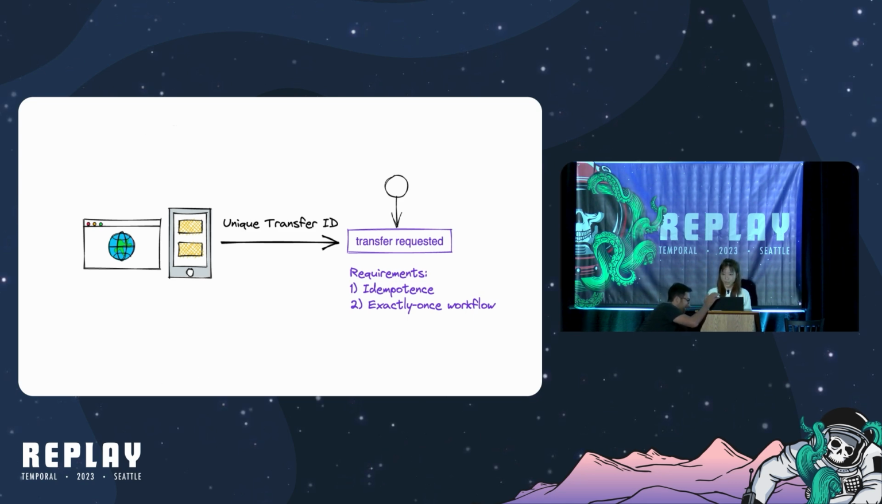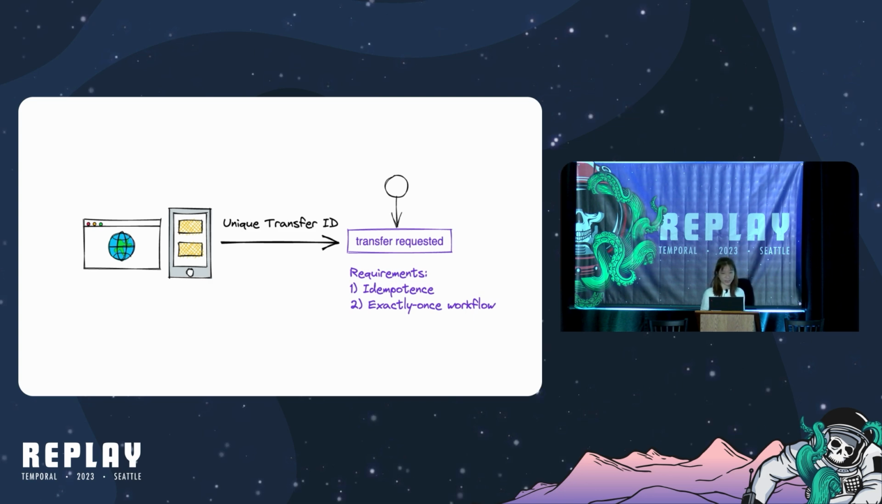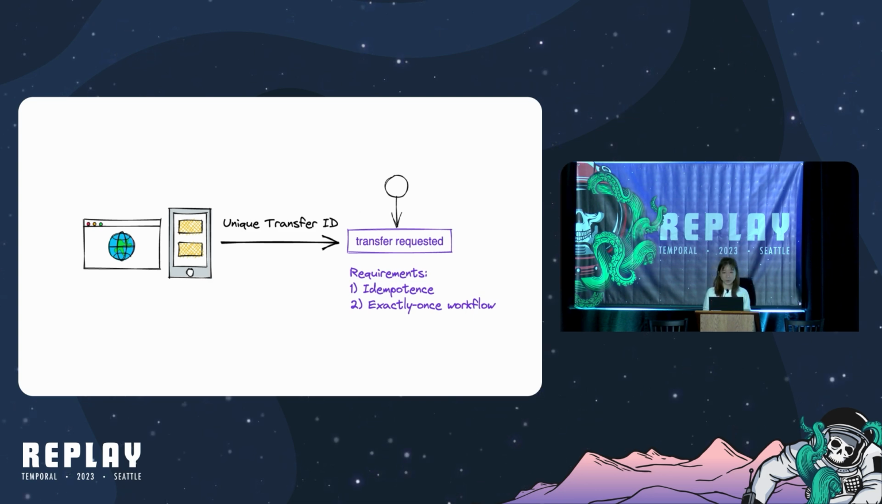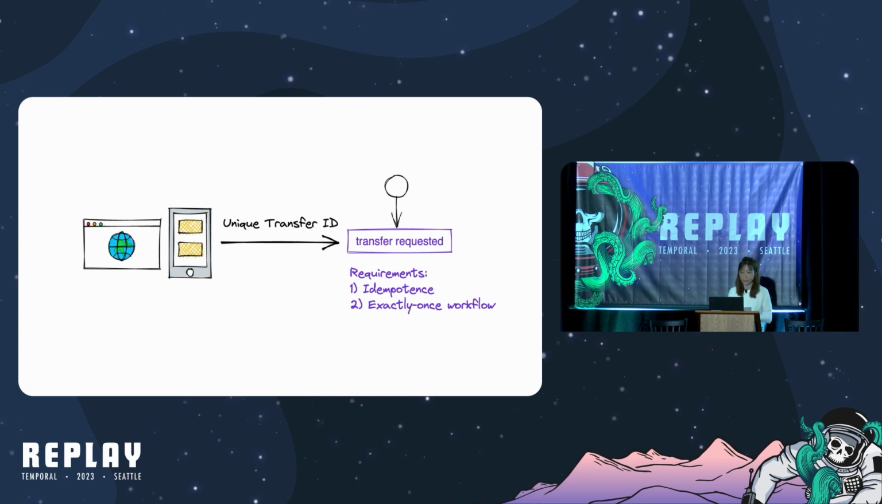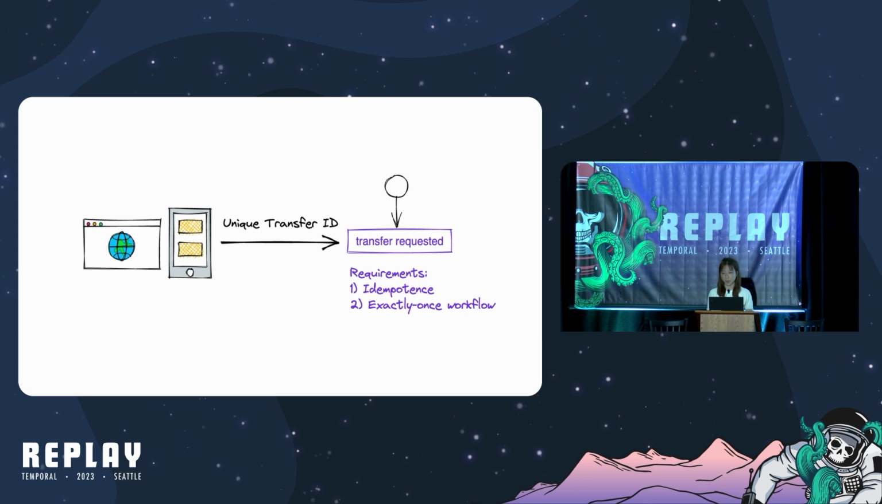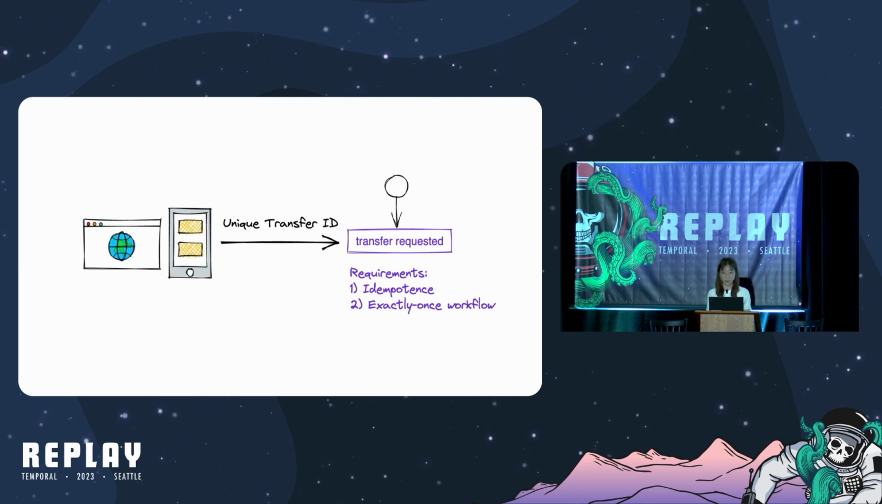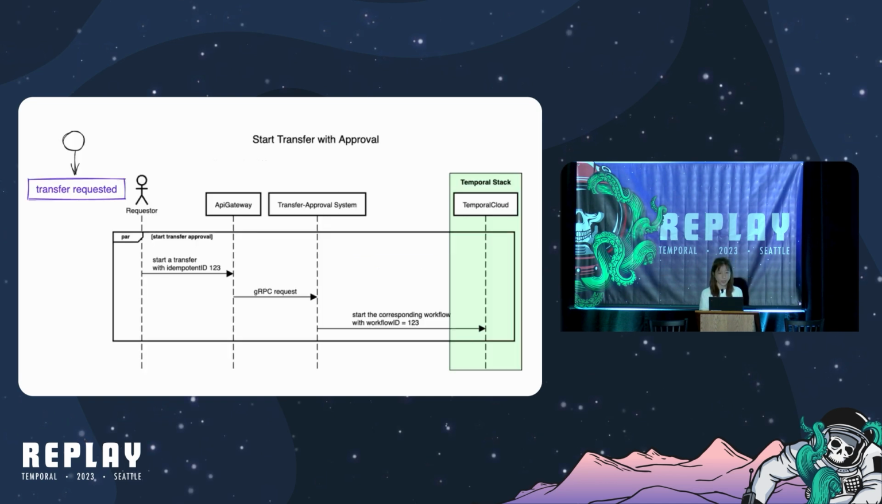Keep going. Okay. With Temporal, everything will be quite effortless, right? We can just use the transfer key as a workflow ID, and Temporal will guarantee we will not start two running workflows with the same transfer key. It will just return errors to our duplicate requests.